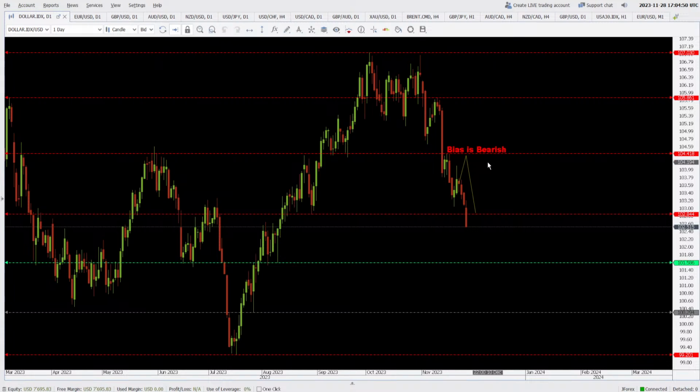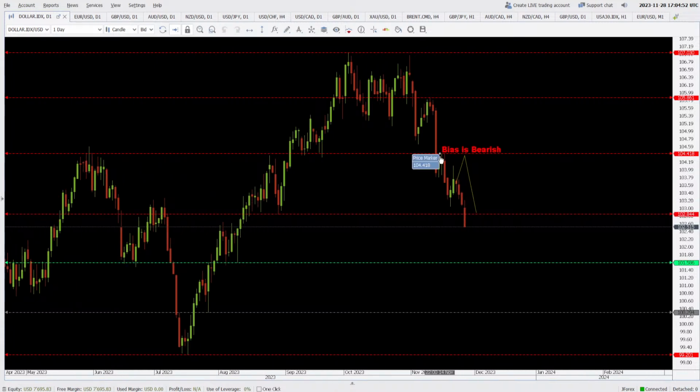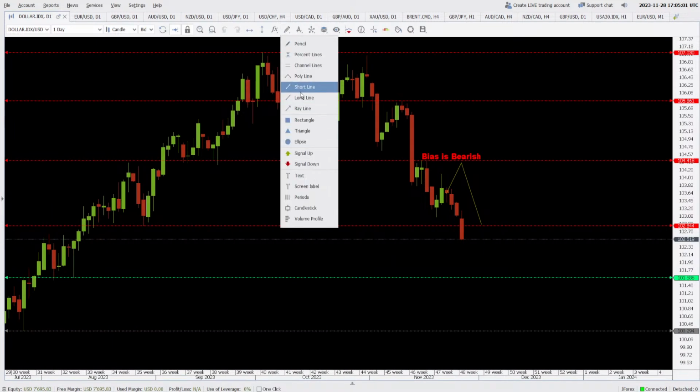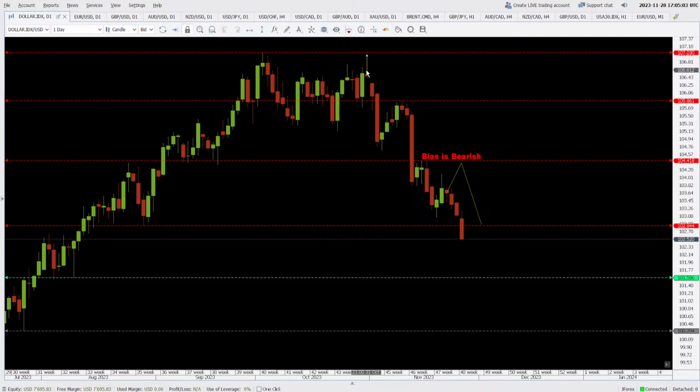The bias is written right now. You can see that it says bias is bearish. And you can see that the price is trading and making lower highs and lower lows. And in the process, just now it has broken the previous low. So this is how the price has been trading here, here, and here. And this one was here.